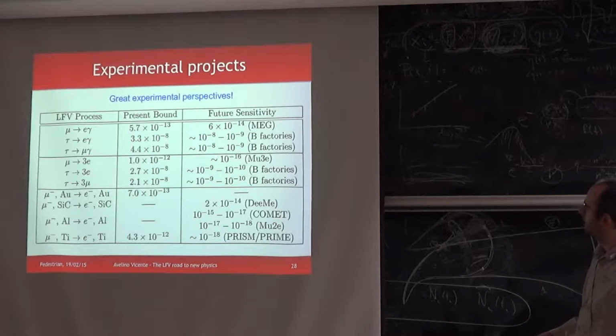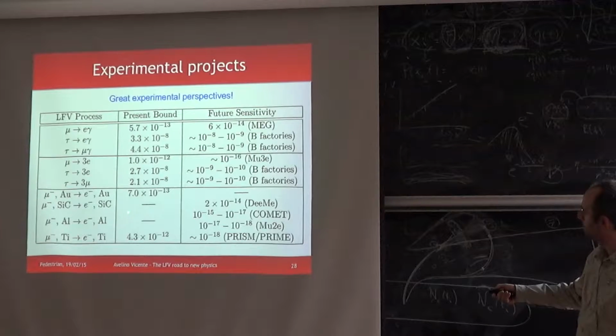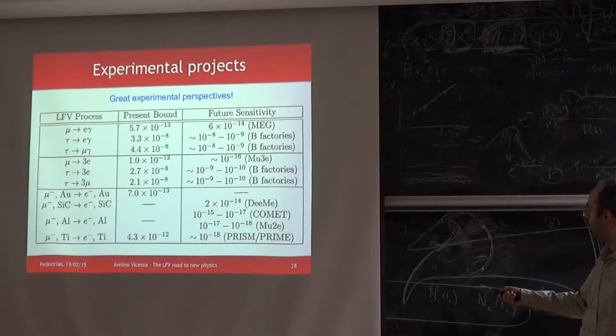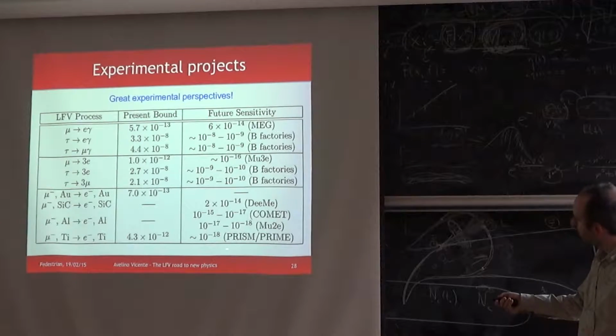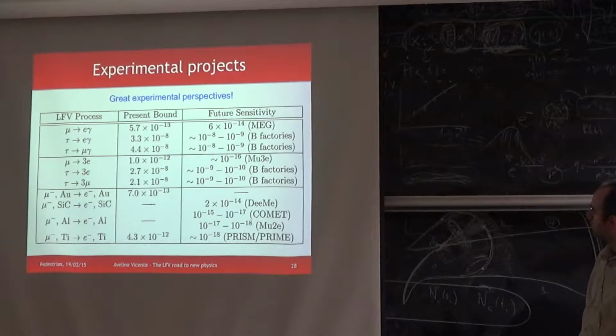Maybe they see something, they see an event. Also here you see fantastic improvements. Currently, the best bound is here, 7 × 10⁻13, and there are plans in COMET and in Mu2e for limits of about 10⁻18, 10⁻17, and there is another project, also in Japan, at the level of 10⁻18. So it's really an amazing number.